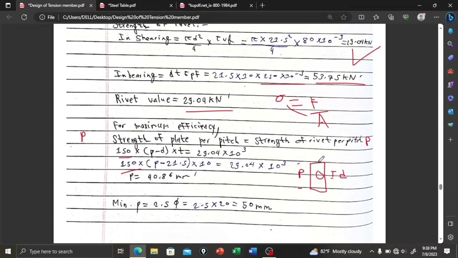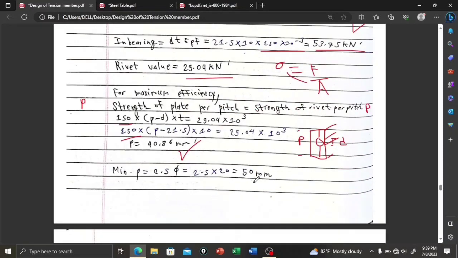It's these two multiplied by thickness, so it is the area and it is stress, which is equal to strength of rivet per pitch, that is 29.04. To convert it into newton, we multiply by 1000, so from here P is 40.86 millimeter.